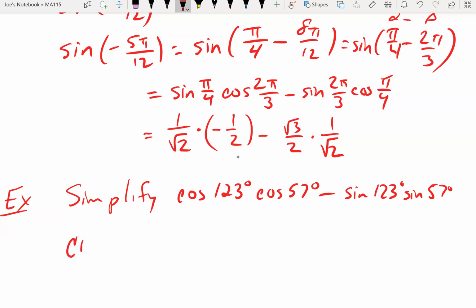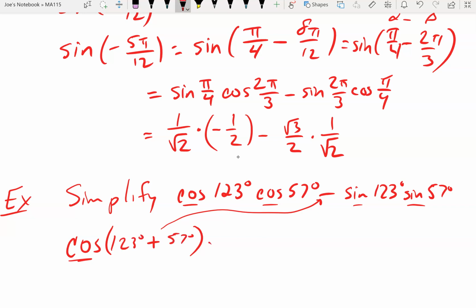So this should be cosine of something plus something, right? I know it's cosine because of the format, right? And I know it's a plus sign because there's a minus in the middle. Okay. So what should the first angle be here, do you think? 123. And what should the second angle be? 57. And if you add those two together, you get 180.